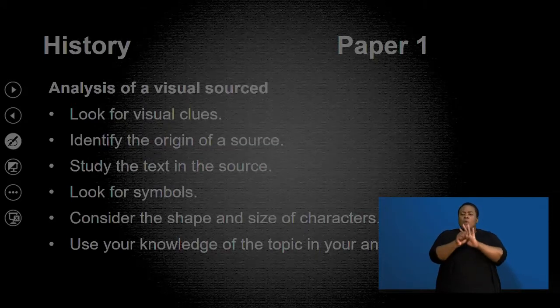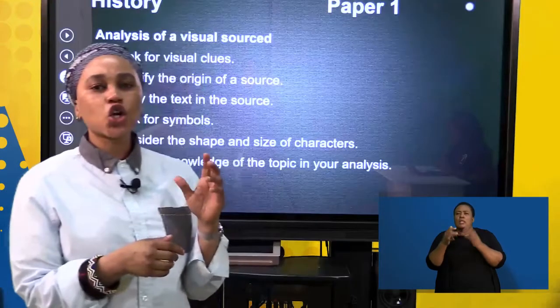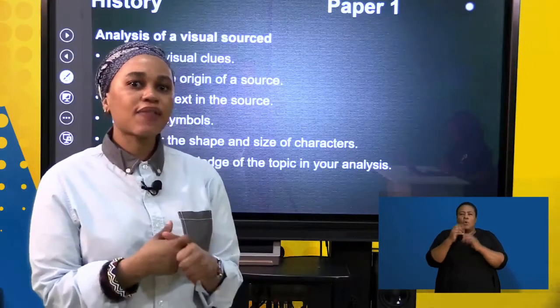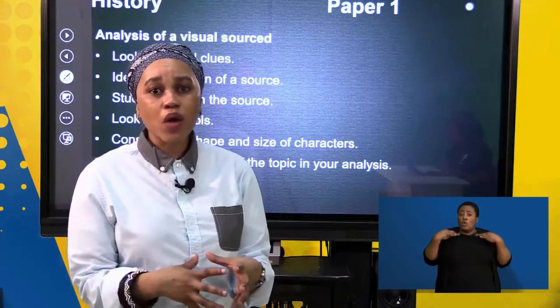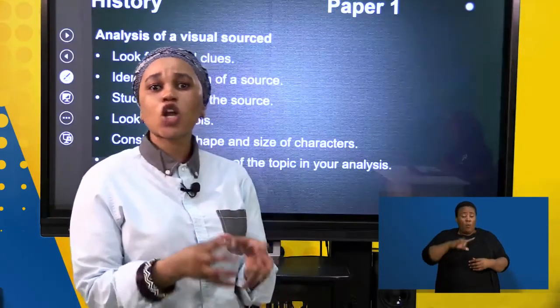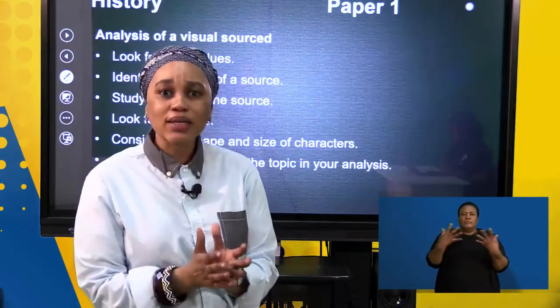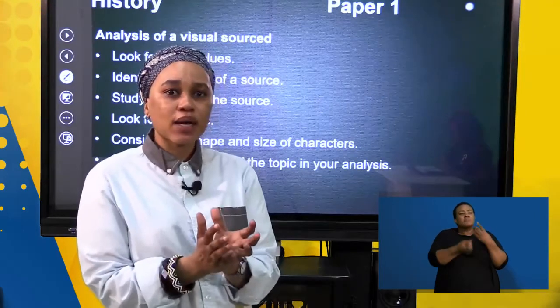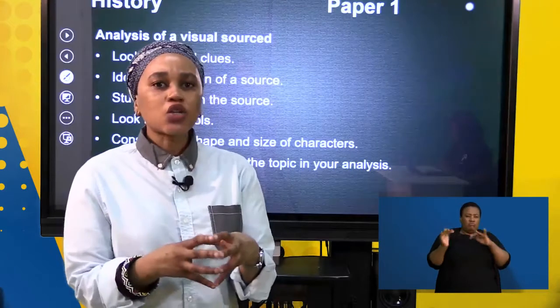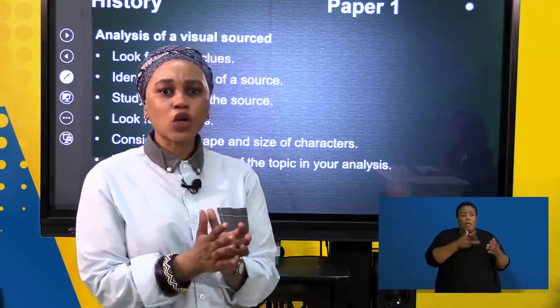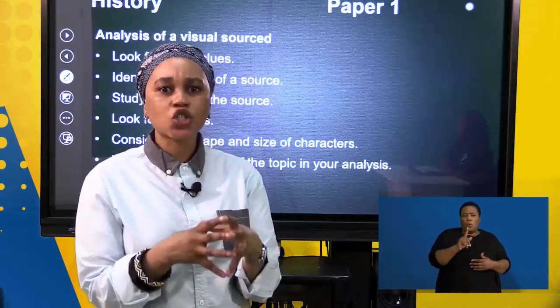Okay, you have to look for symbols as well. So symbols can be things like you need to look at the buildings that are there, you need to look at the clothes that people are wearing, because those things can tell you a lot about the context, where this was happening. If you're looking at a war situation, do you see any weapons in this visual source to show that it was a war situation?